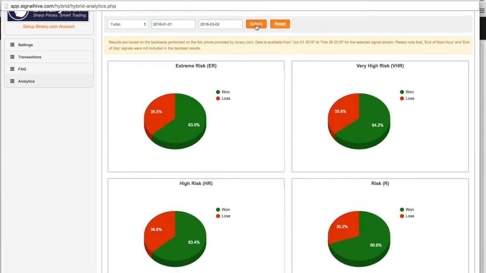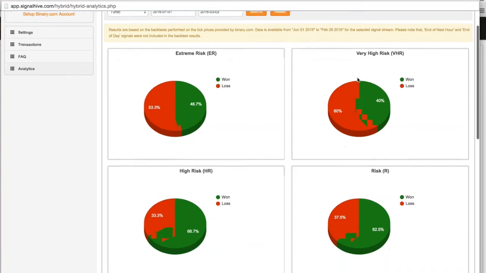Look what the ER setting would have done for you here. Your win rate would have dropped to 46.7%, right? Only 21 wins and 24 losses. That's obviously suboptimal, right? VHR wouldn't have really saved you.